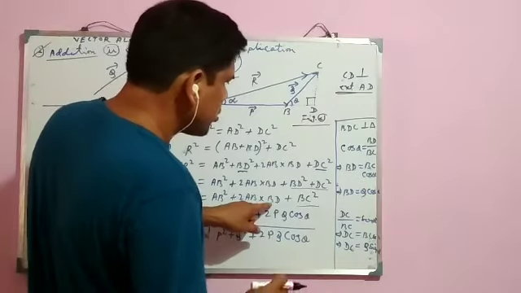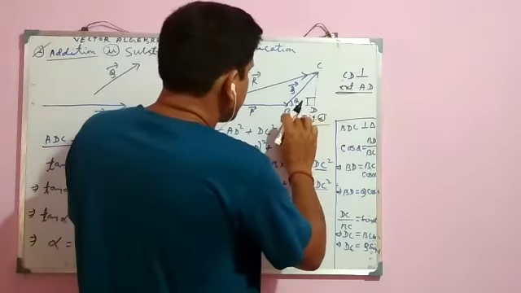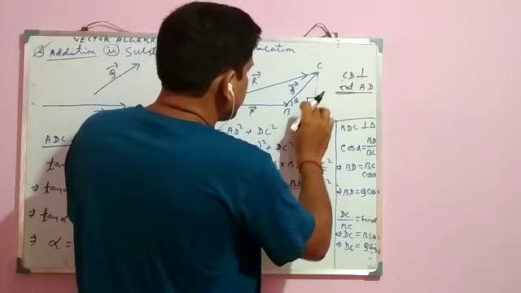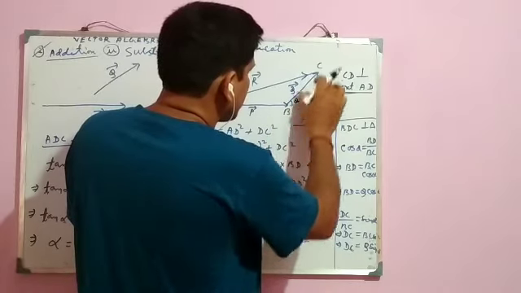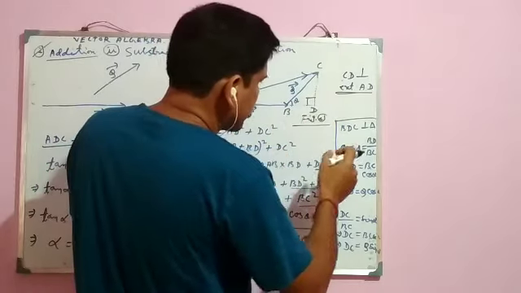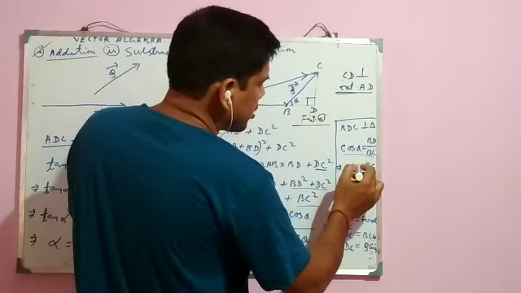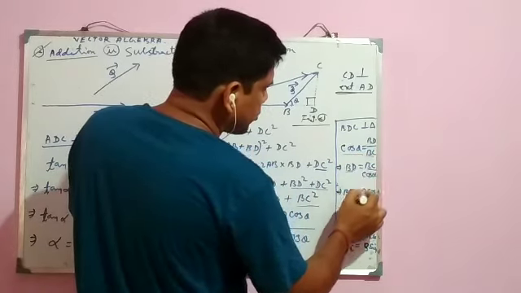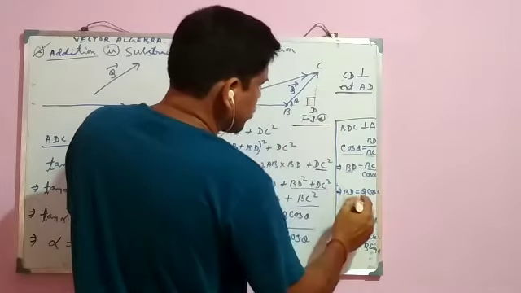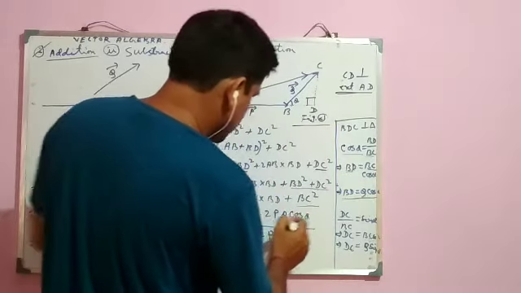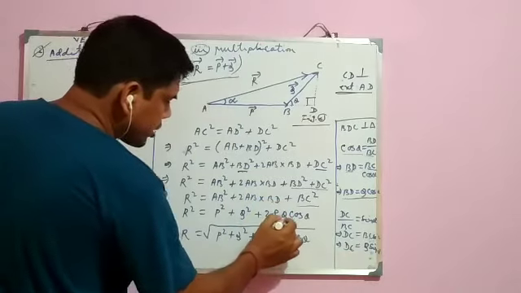Now BD equals what? This is the right angle triangle BDC and this angle is theta. So using the trigonometric formula we can write cos theta equals BD by BC. So BD equals BC cos theta. Now BC equals Q. So BD equals Q cos theta. So in place of BD we can write Q cos theta.